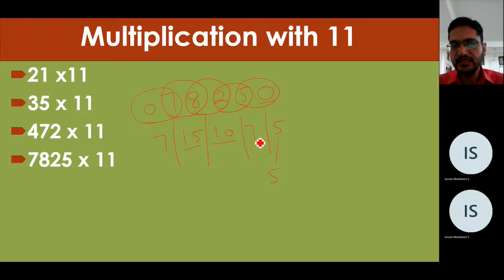Now 5, because it is a 1-digit number, 7 as it is. Now from the 2-digit number I will write here 0, and 1 I will add to the next number 5. So it is 6. And this 1 I will add to the next 7. So 1 plus 7, that is 8. So the answer is 86075.